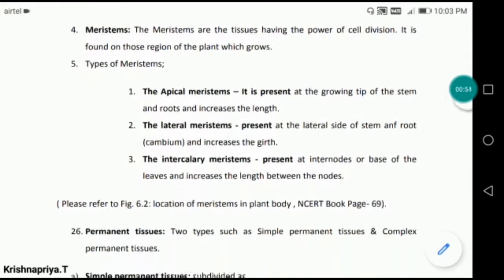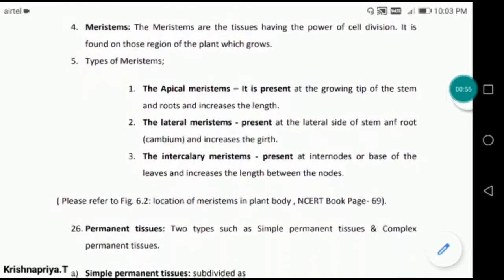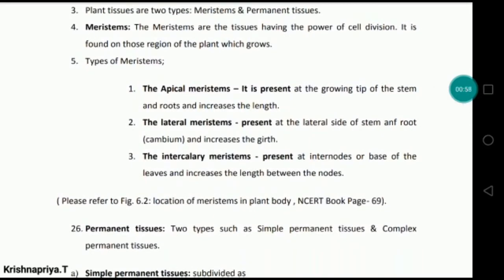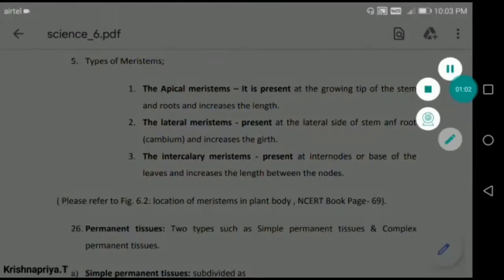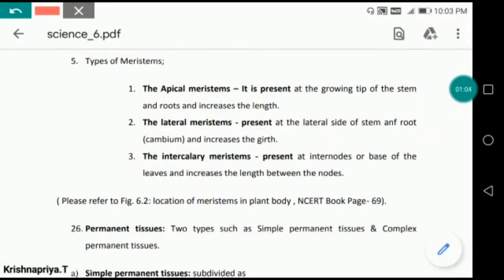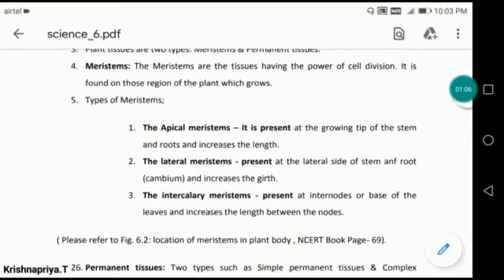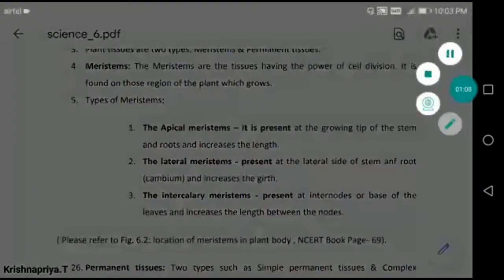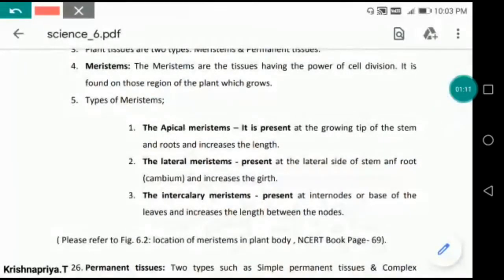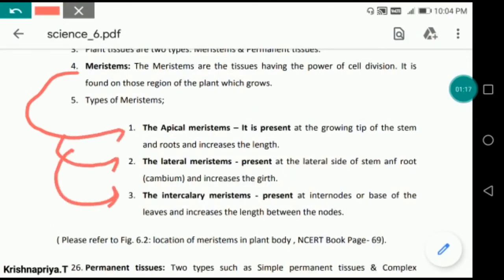Just think, why are they dividing? They are dividing just to increase the growth of a plant. If they are not dividing, the cell number will not increase, and if the cell number does not increase, plant height or width will not increase. Meristematic tissue is divided into three types: apical meristematic, lateral meristematic, and intercalary meristematic tissue.